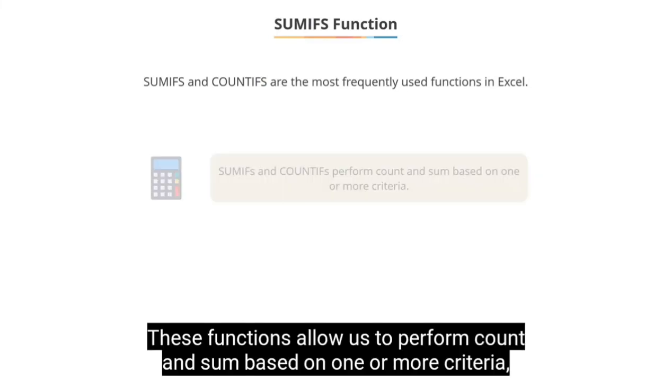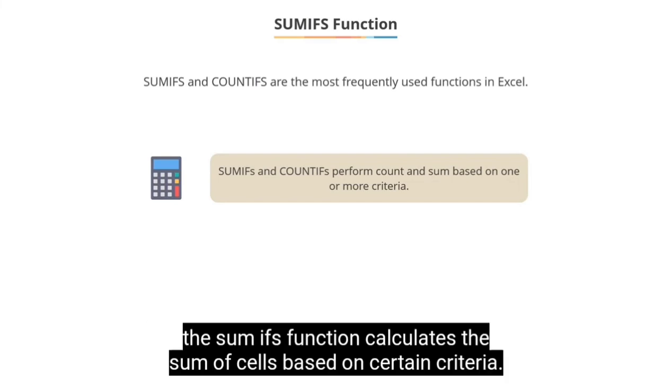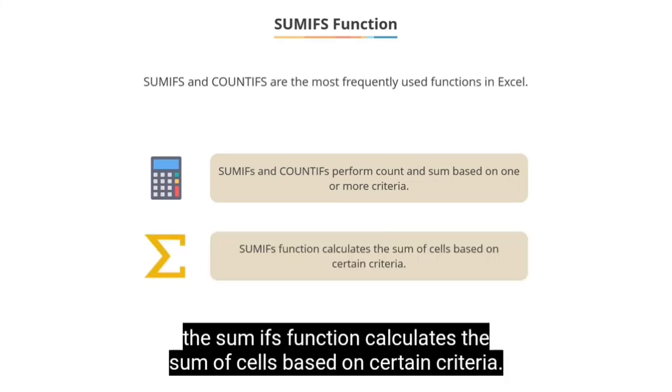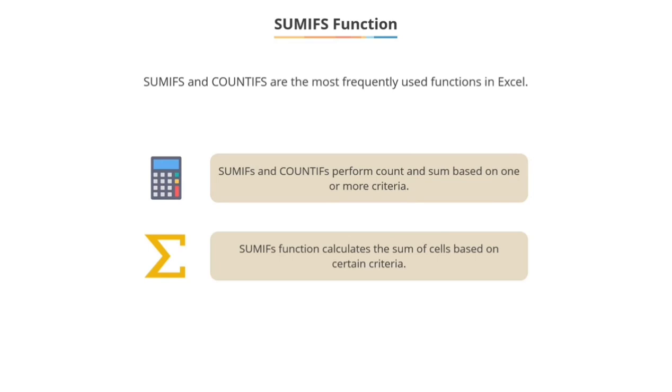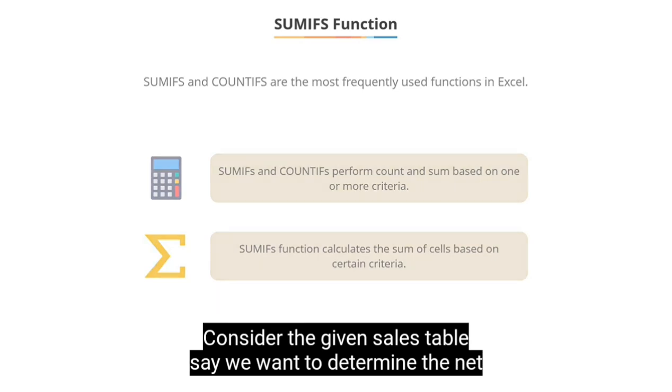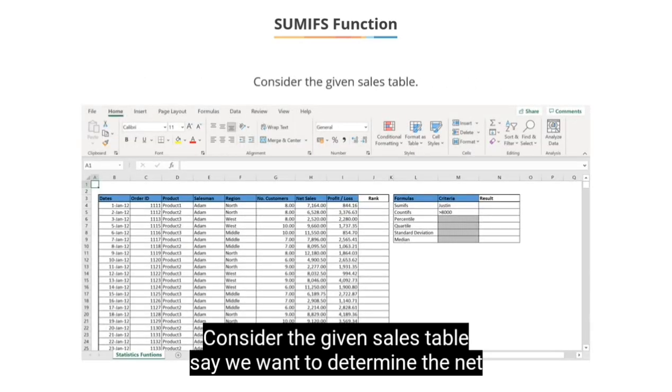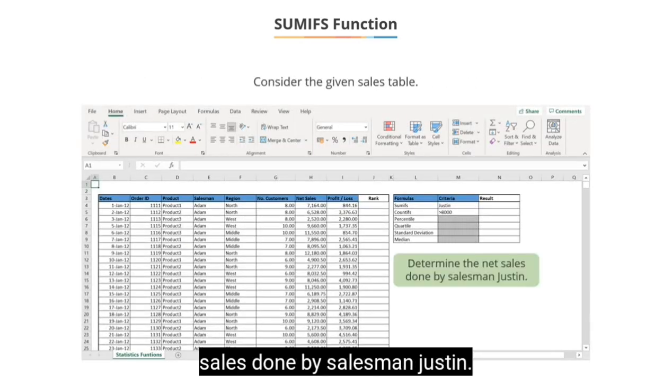These functions allow us to perform count and sum based on one or more criteria. The SUMIFS function calculates the sum of cells based on certain criteria. Let's understand how to use the function with the help of an example. Consider the given sales table. Say we want to determine the net sales done by salesman Justin.